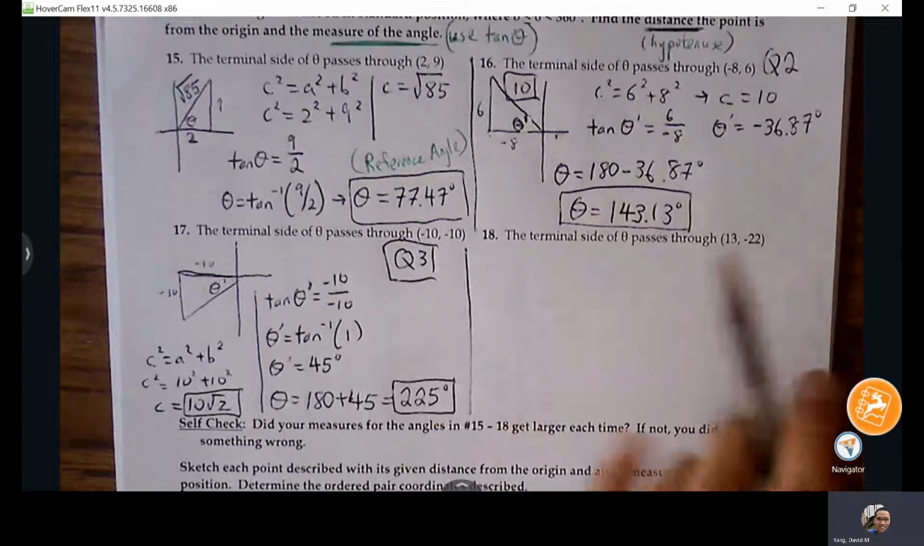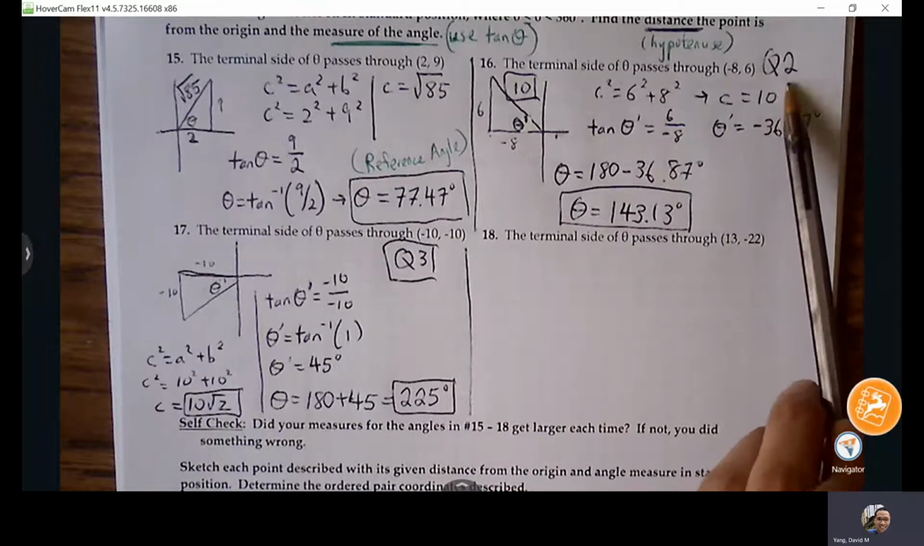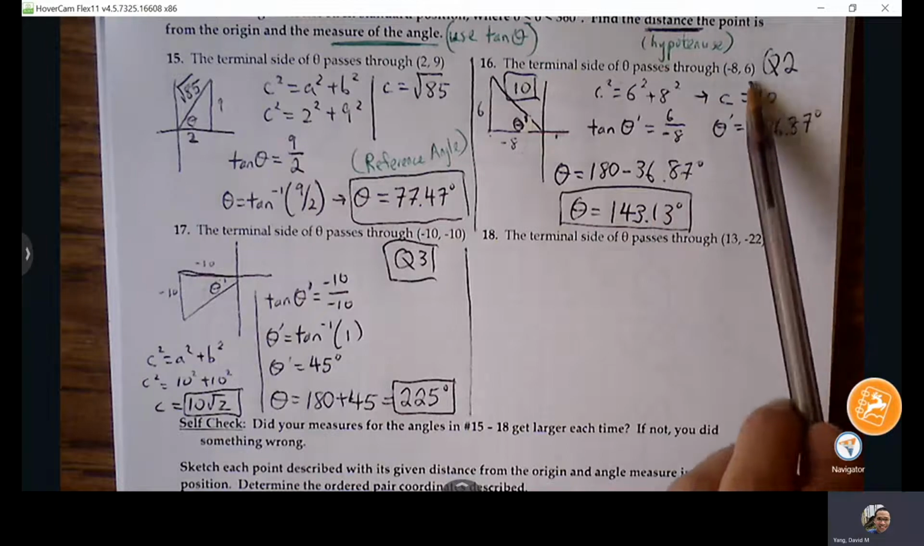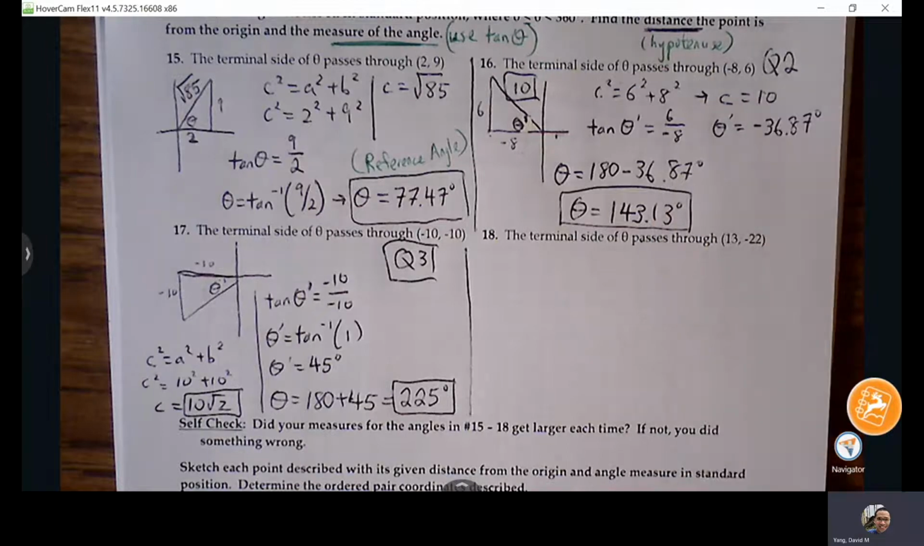So keep reminding yourself, right? Okay, which quadrant am I supposed to be in? And make sure that your theta value is matching where it's supposed to be, right? Okay, try number 18. If you can get number 18, you should feel pretty confident that you remember the big ideas that we need to carry through into this unit.